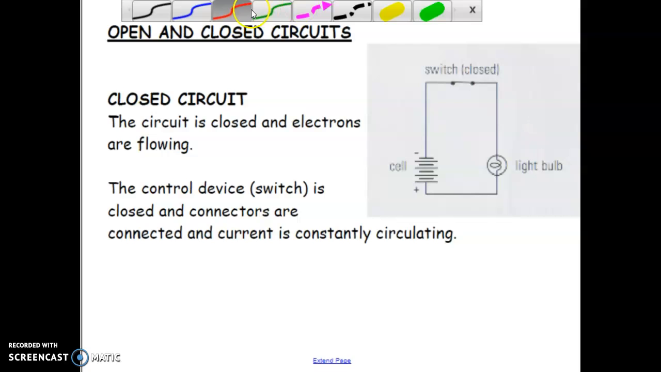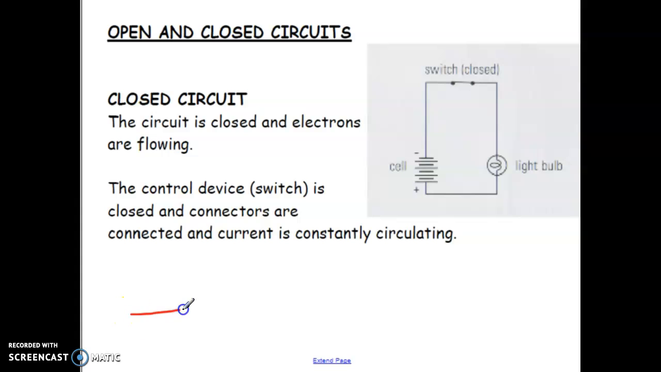If you remember, we talked about the symbols, right? The symbol of a closed circuit will look something like this, and an open circuit will look like this, where you have a gap in between. So here we have our battery. This is a 4-cell battery. And we have a light bulb.